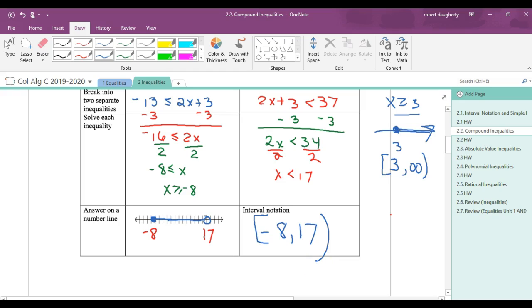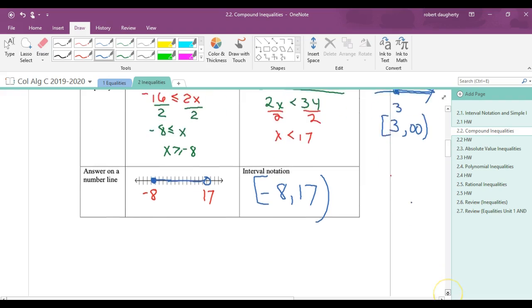So there are lots of places where mistakes can be made. Arithmetic mistakes up here, shading in the wrong direction, bracket versus parentheses. A lot of little places for the mistakes you want to stay on top of, but the formula for how we do this is pretty consistent, okay? Let's look at another one.